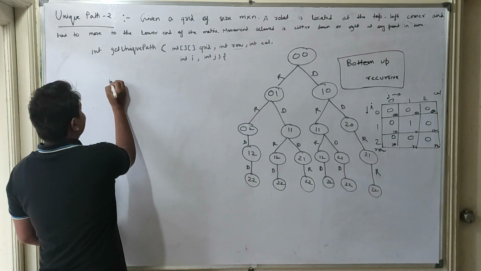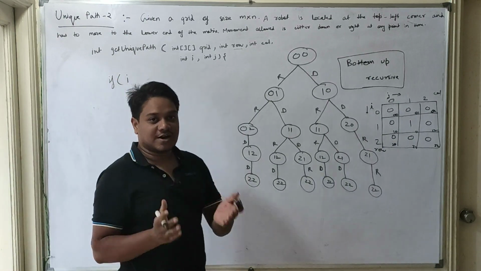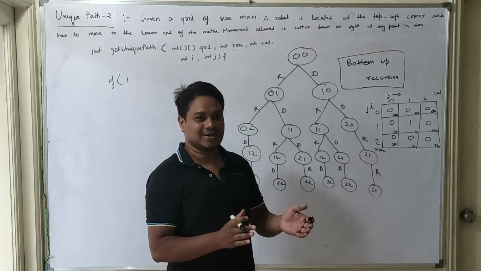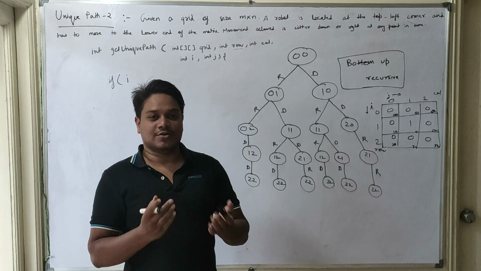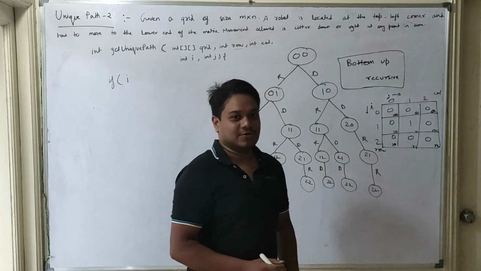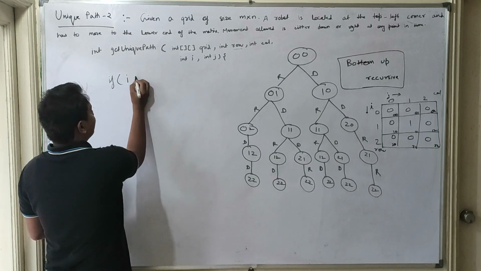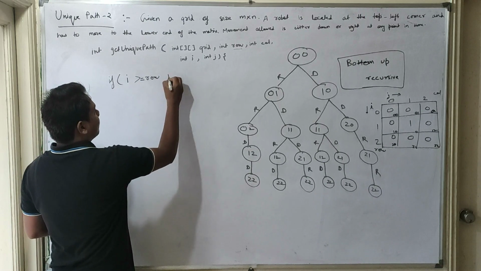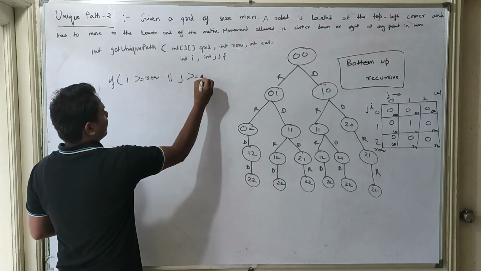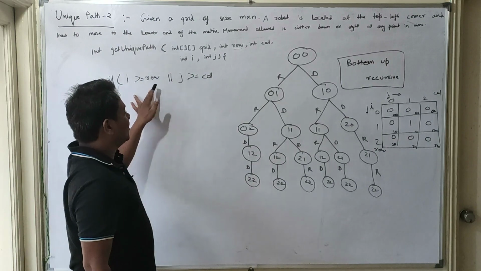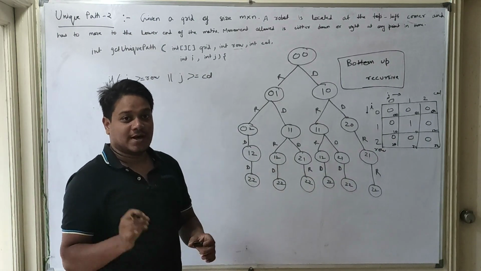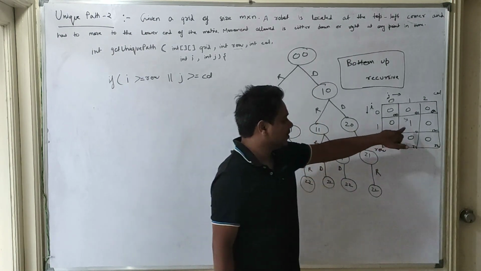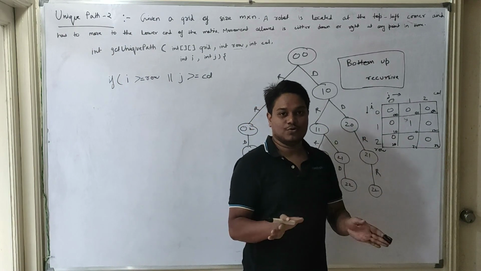So if i is the current variable, whatever is the current state of the matrix that we are storing in i, that represents the row value, and j represents the column value of the current cell. So if i is greater than or equal to row, or j is greater than or equal to column, and if we anyhow land into this obstacle, if any cell is having the value as 1, then we don't want to go over there.